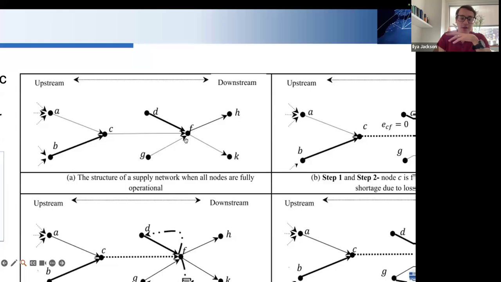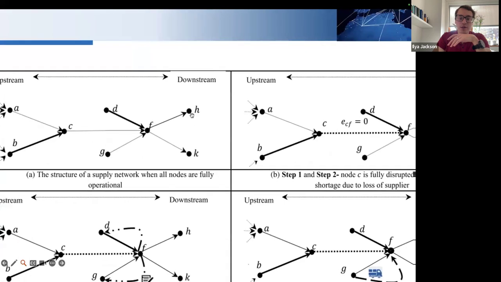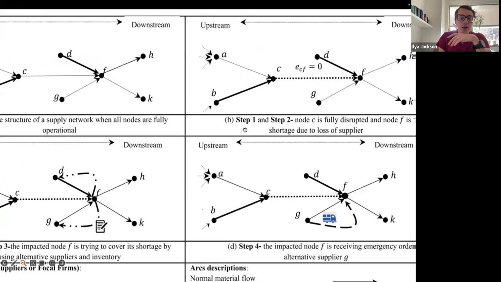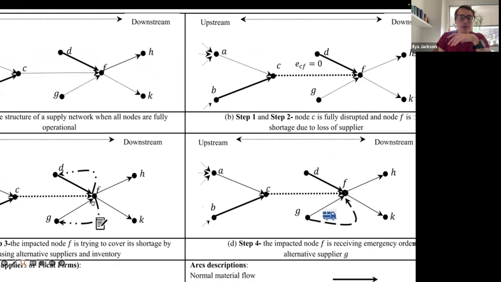For example, let's say we are Saudi Aramco, a node F, and we have a bunch of suppliers we rely on, D, C, G, and a bunch of customers we supply to, like H and K. If node C is disrupted, there is no flow from C to F anymore, but node F will not stand still. It will reach out to existing suppliers D and G, asking to increase volume, as well as to new alternative suppliers, which currently it doesn't have a relationship with.